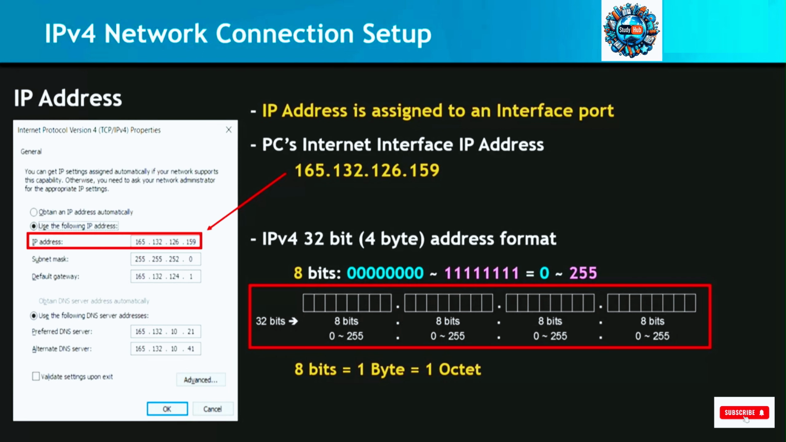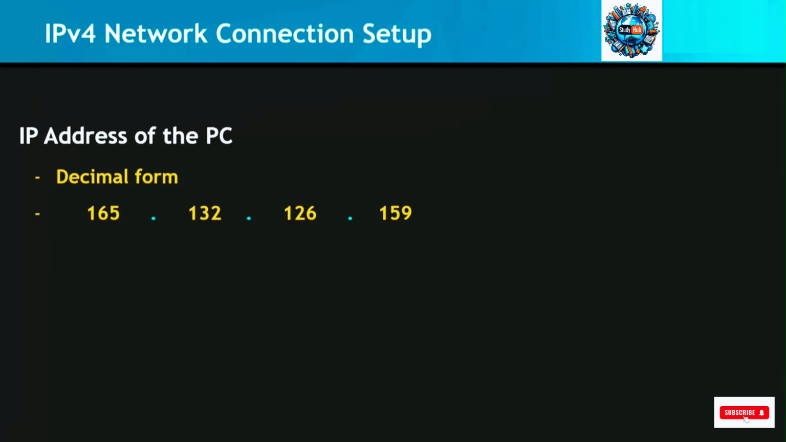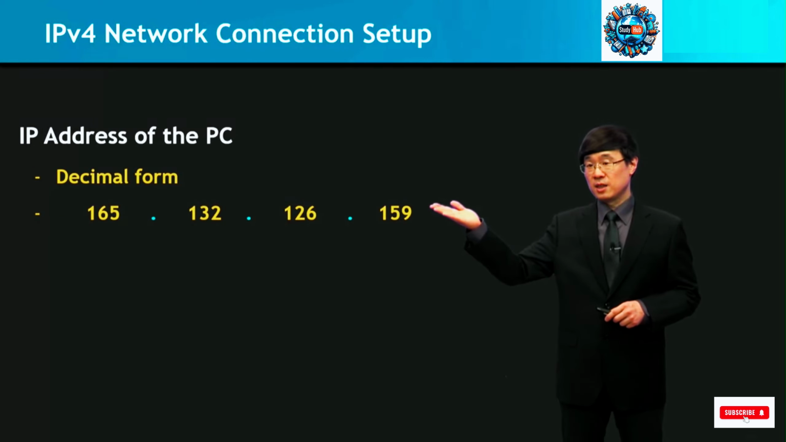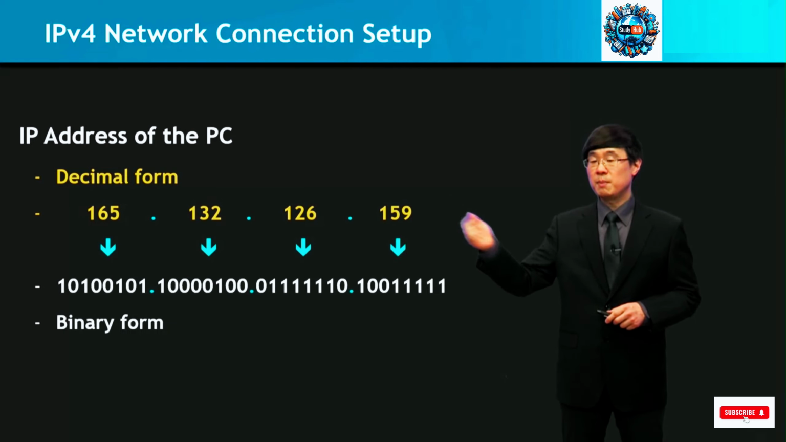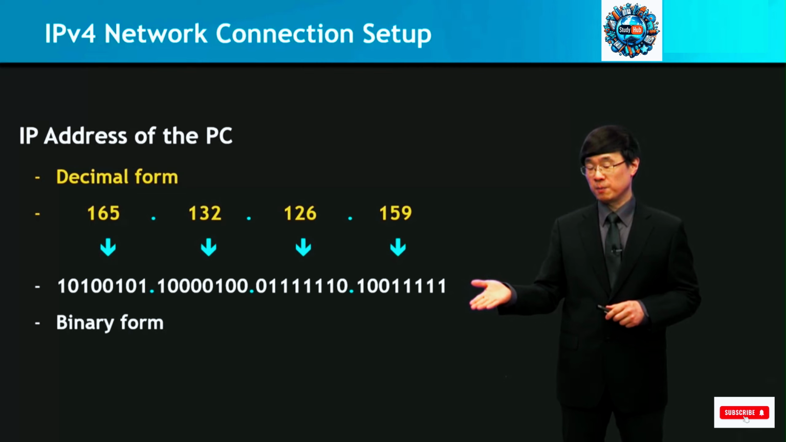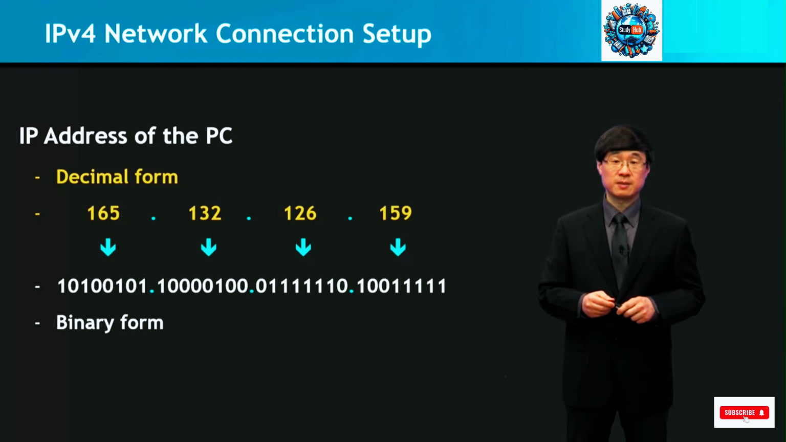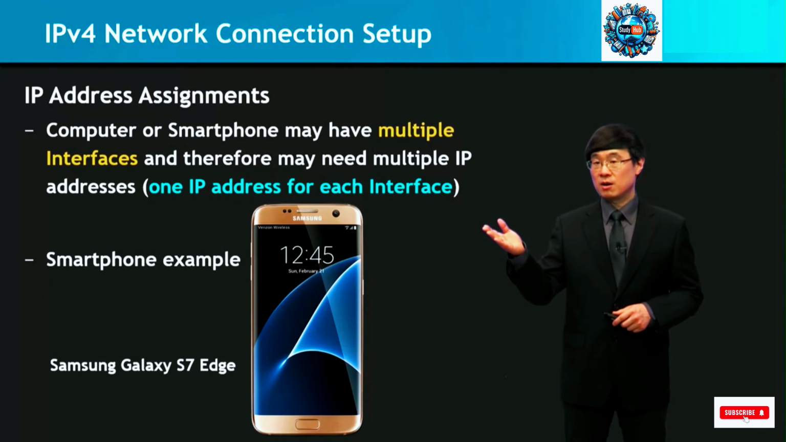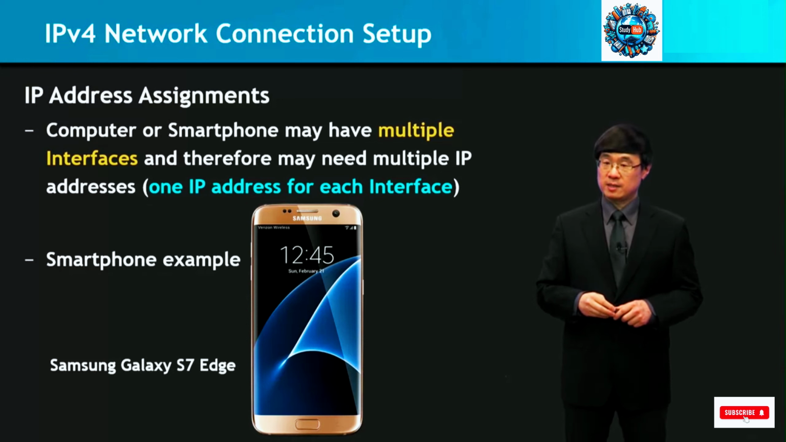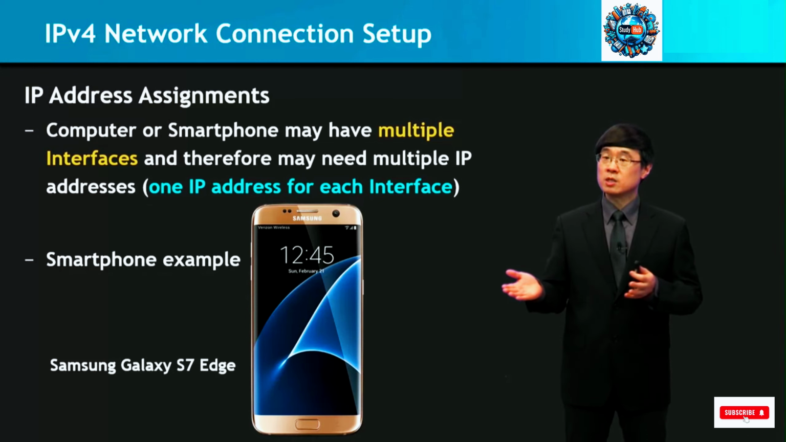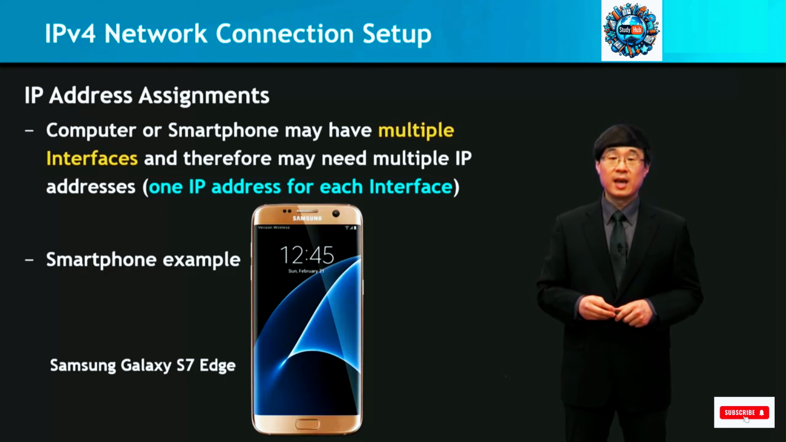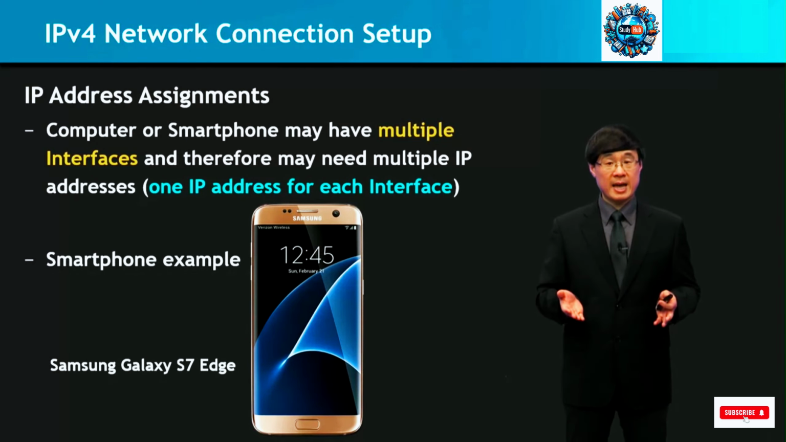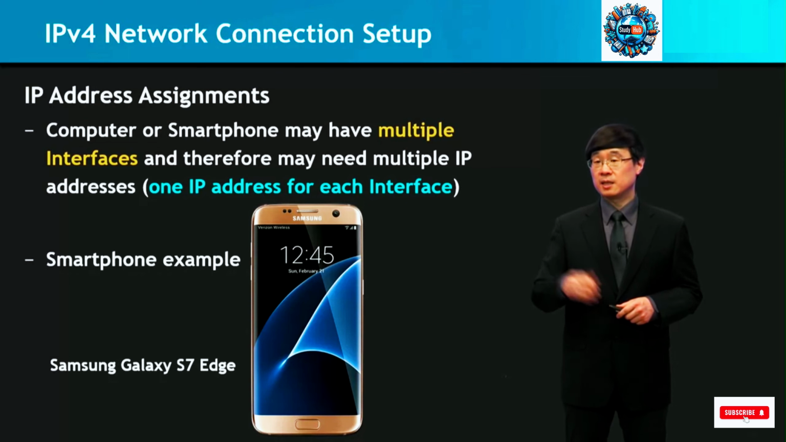If you look at the IP address assignment here, 165.132.126.159 would map into the binary sequence of what you see right here. This is the binary form, and this is how we represent the IPv4 address. IP addresses are assigned to each interface. A computer or a smartphone may have multiple interfaces, and therefore they will need multiple IP address assignments. Basically, one IP address for each interface is required.